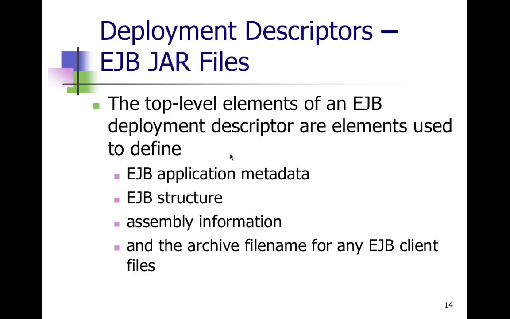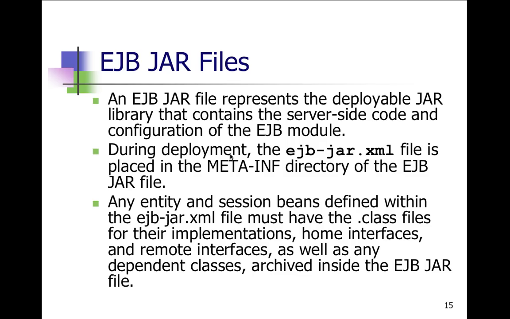The top level elements of the Enterprise Java Bean deployment descriptors are used to define the application metadata, the structure, the assembly information, and the archive file for any of the client files associated in there. In terms of the jar files, an Enterprise Java Bean jar represents the deployment jar library that contains the server-side code and the configuration of the module. It's basically compressed into one file and it's used and called. It's the same philosophy that Java uses anyway. All your library files, even the Java connector for JDBC, are in a jar file. Everything is deployed via jars. It makes it easier: it's just one file instead of a bunch of stuff inside of it.